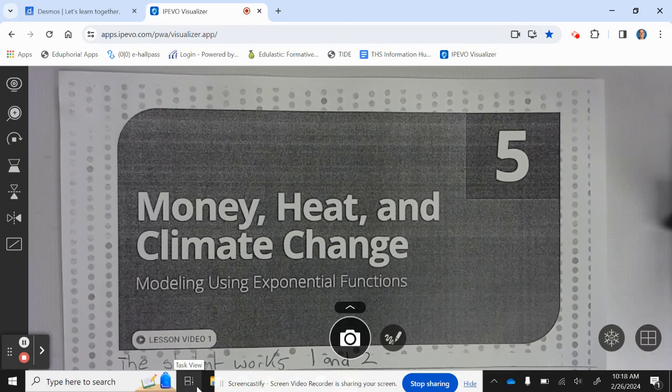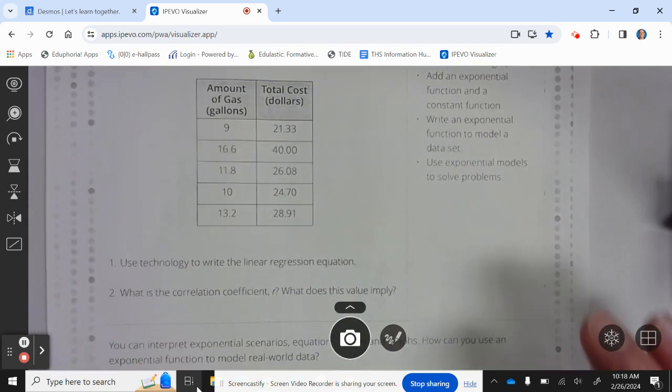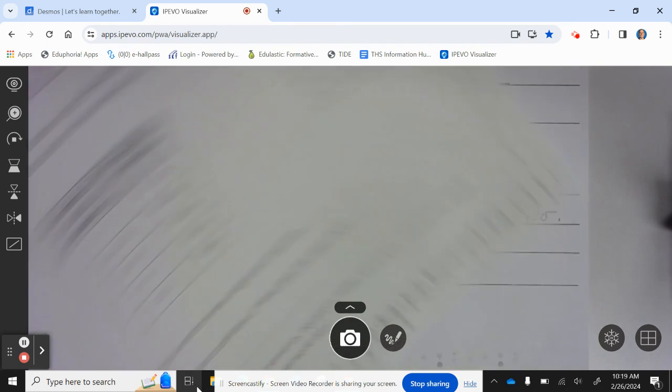Money, heat, and climate change, modeling using exponential functions. The student works 1 and 2. All right, let's take a look at the next page.